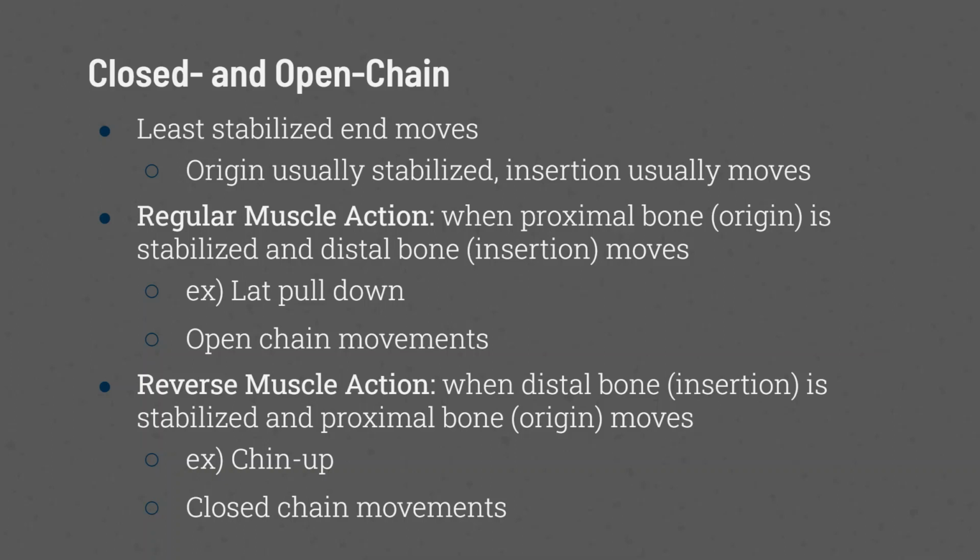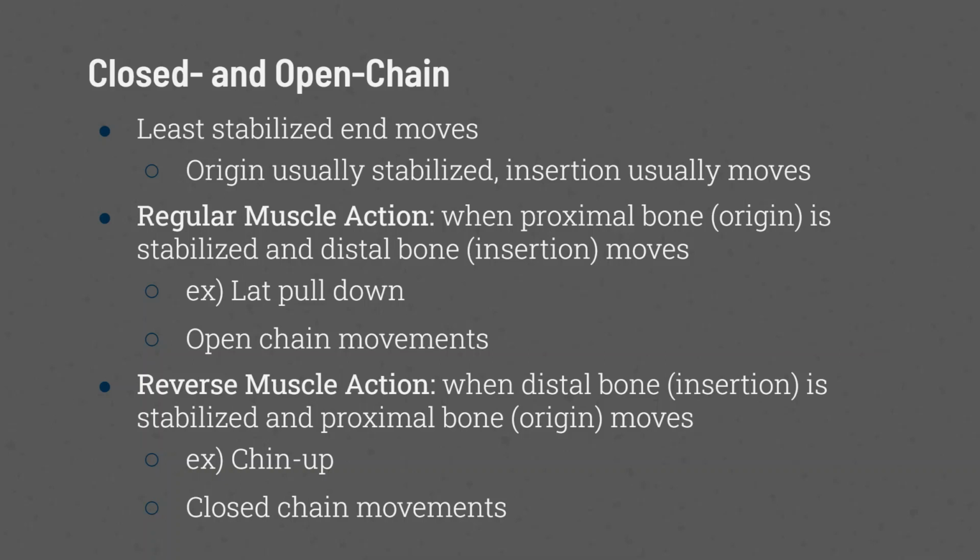So typically it's relative to what end of the muscle is moving, right? So we have two attachment points, the origin and insertion. The origin, which is the proximal attachment, is usually stabilized or is not moving, and the insertion usually moves. So think if you flex and extend your elbow joint right now, your shoulder region or the proximal attachment points of your biceps brachii and brachialis are not moving, and the forearm is moving up and down.